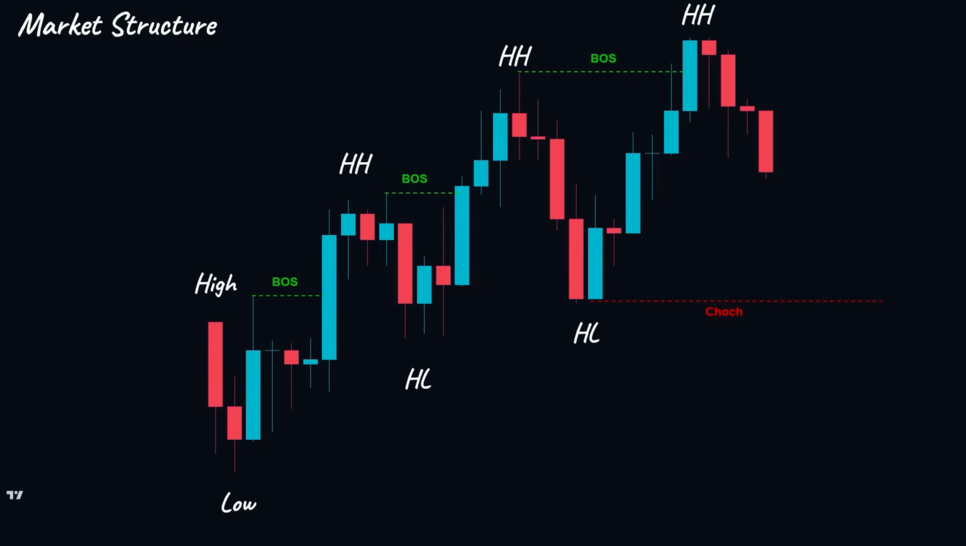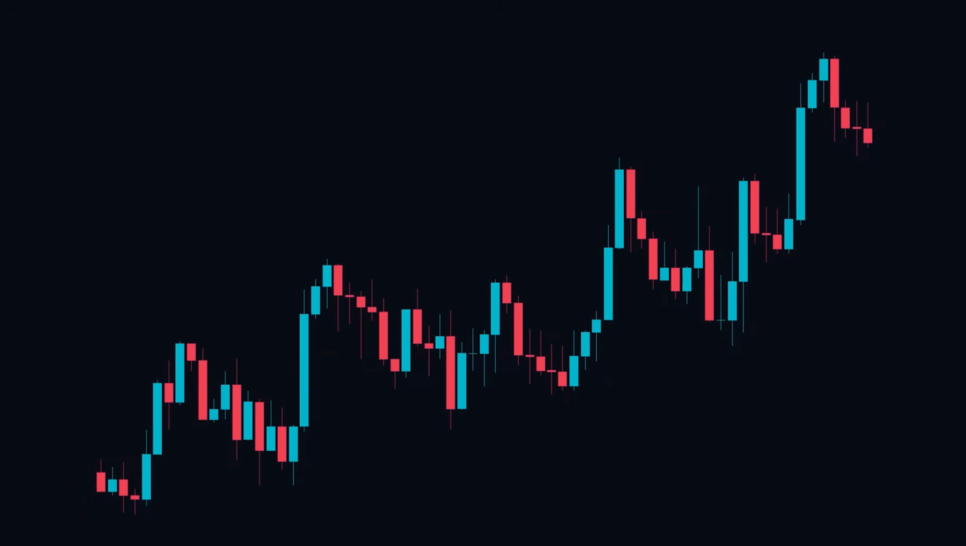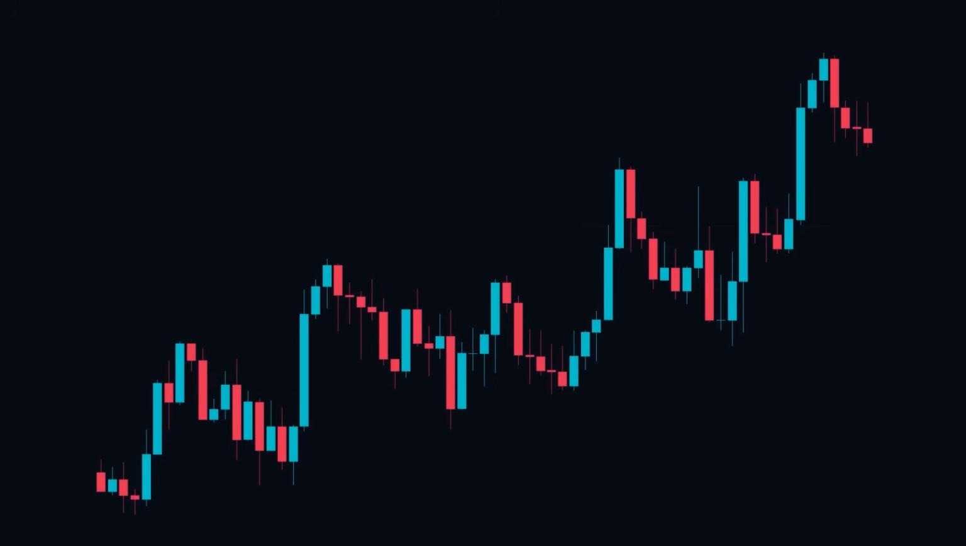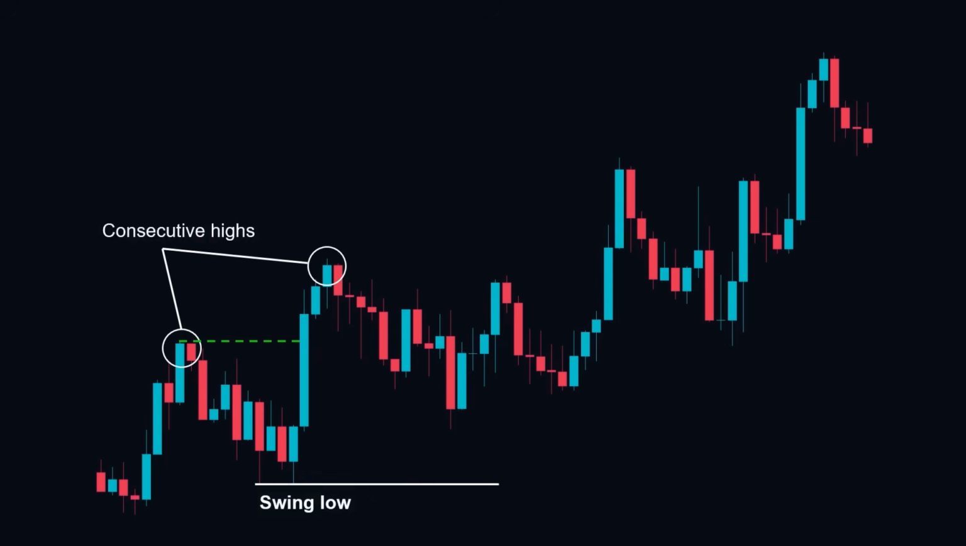However, the market rarely moves this clearly. So here, let's identify the valid change of characters. In order to do that, first, we must identify our swing lows. In the bullish scenario, the lowest point between two consecutive highs is identified as a swing low. Here we have two consecutive highs, so the lowest point between these two is our swing low.